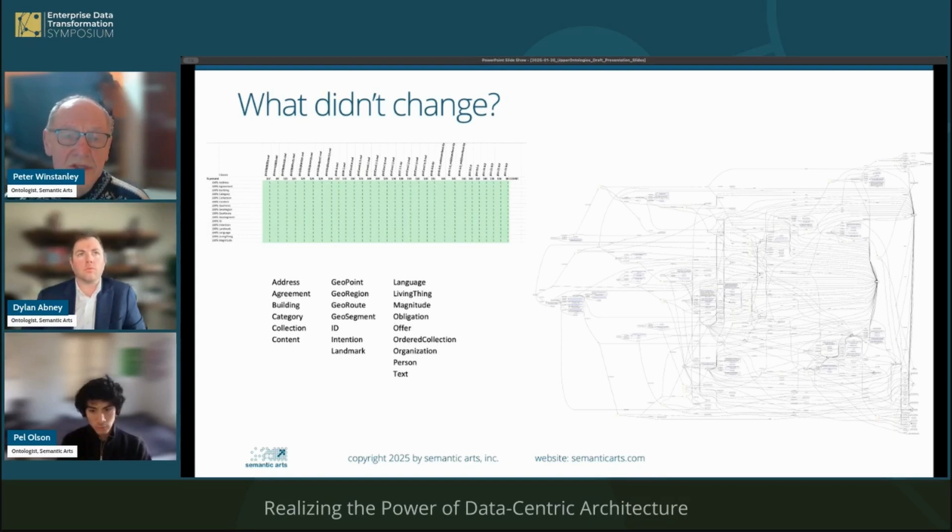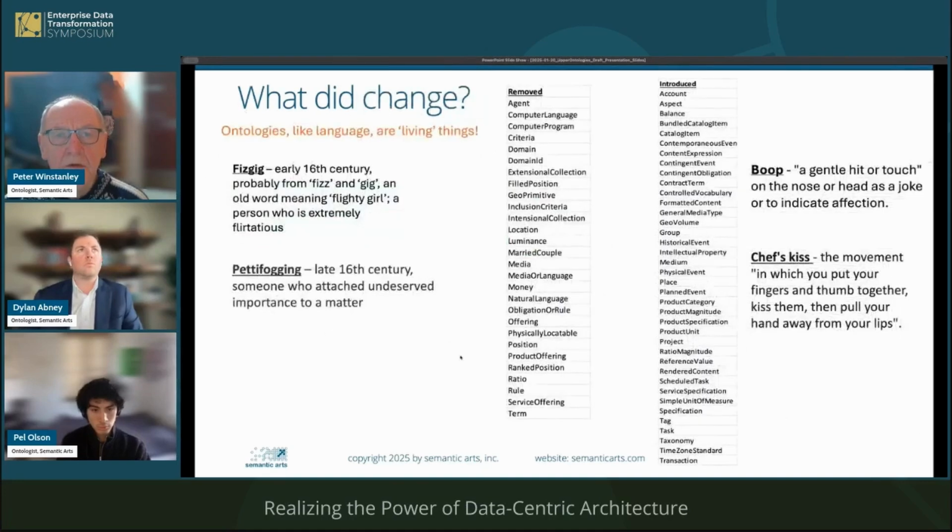So what we find is that throughout GIST, from its earliest days to version 13, there have been certain classes that have been consistent and with plenty of links between them. Moving on, what we see are things that did change. Some things got removed, other things were introduced.